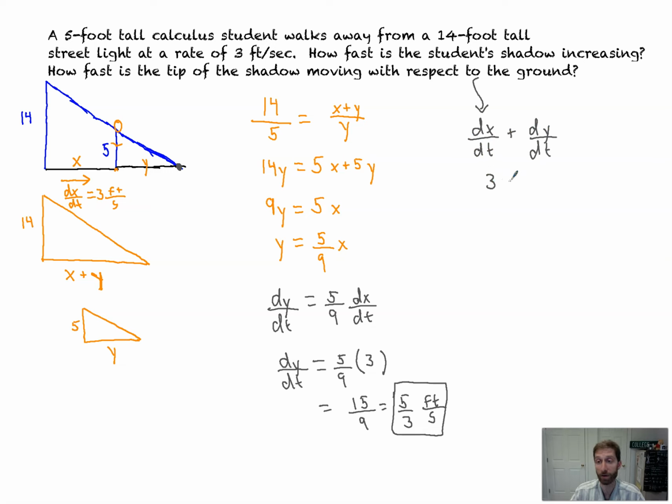So dx/dt we're given is 3. dy/dt we just solved for. Now we add those together. 3 is the same as 9/3 plus 5/3. And that's equal to 14/3, and our units would still be feet per second.